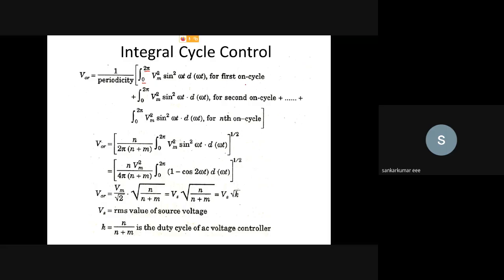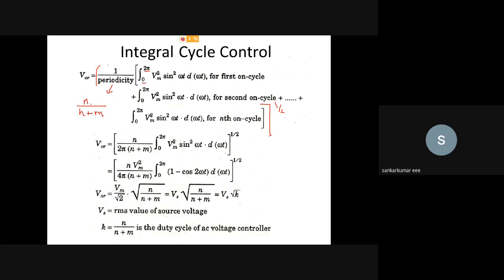For each cycle, we will have 0 to 2 pi of sine waveform, Vm square sine square omega t. Since it is an RMS value, we have to take the square, and we have to take the square root outside the whole. So V naught RMS is equal to the square root of the periodicity. Already I have told, that is for the total N plus M cycles.